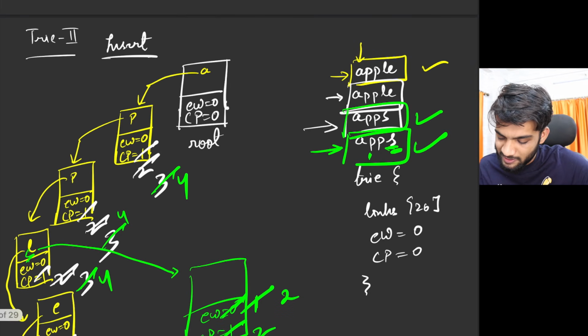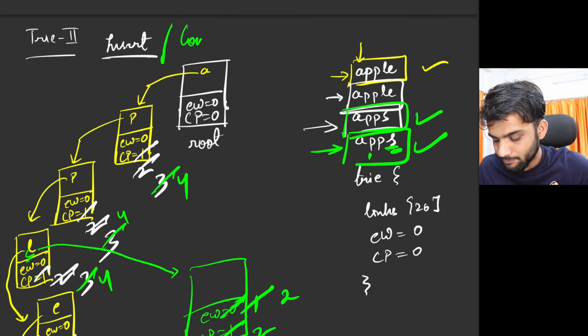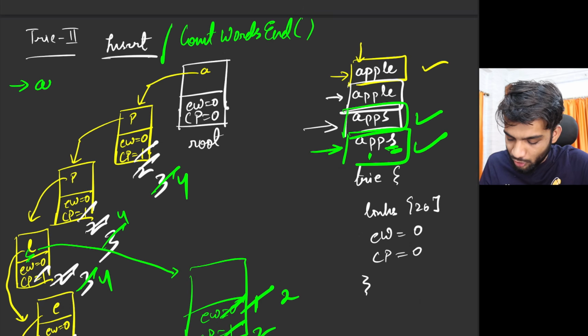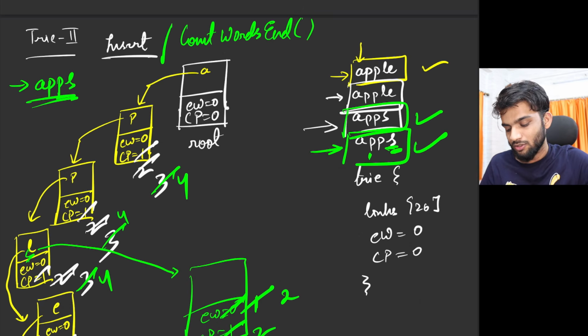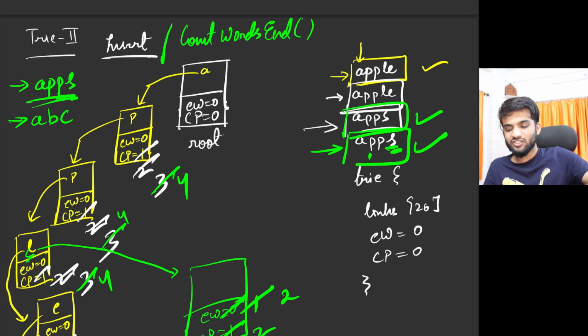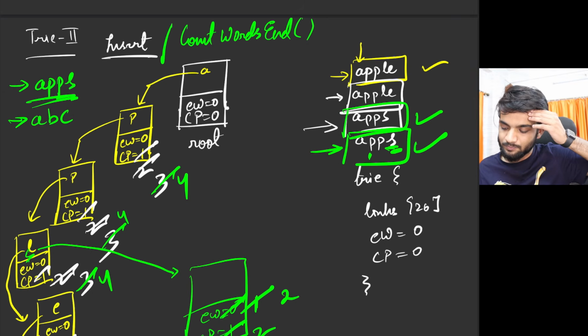So we have specifically done the insert operation. Now count words ending with. How do you count how many words are ending with apps, or how many words are ending with ABC? Okay, let's take these two examples and check this out.